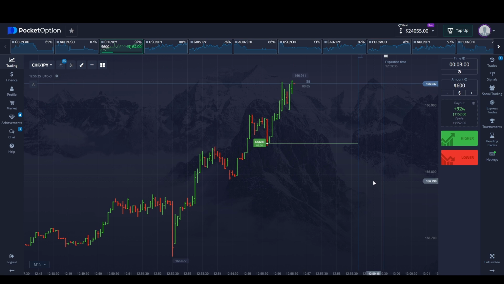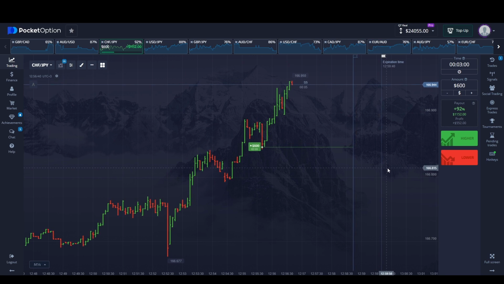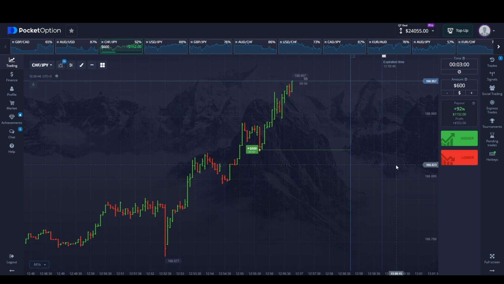For example, the head and shoulders pattern signals a potential trend reversal. After the formation of a peak, the head, between two adjacent peaks, the shoulders, there is a possibility of a change in the price direction.